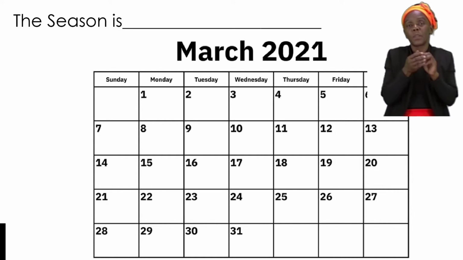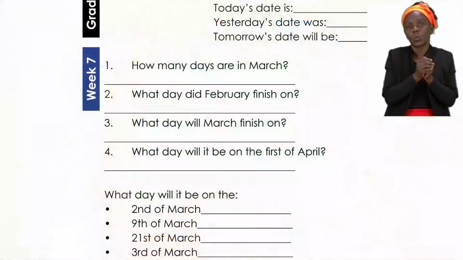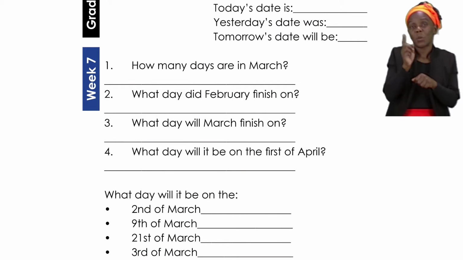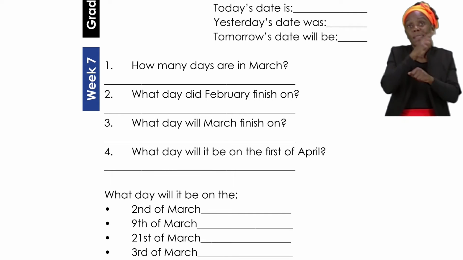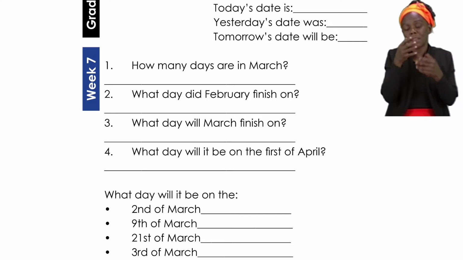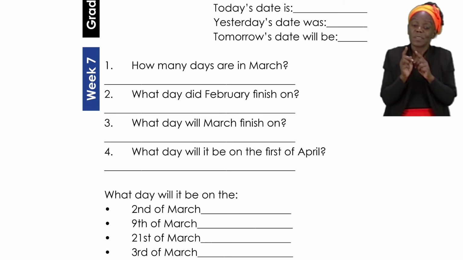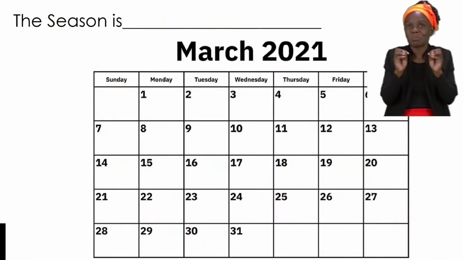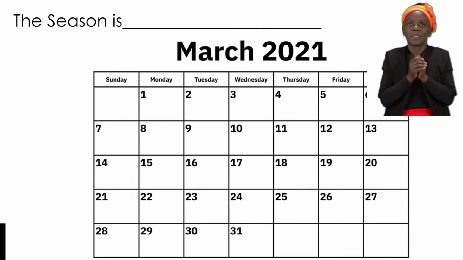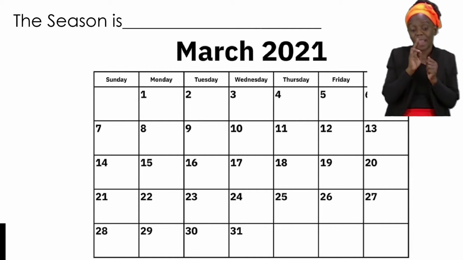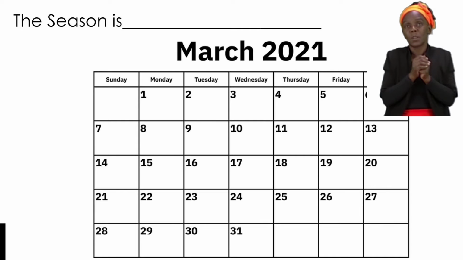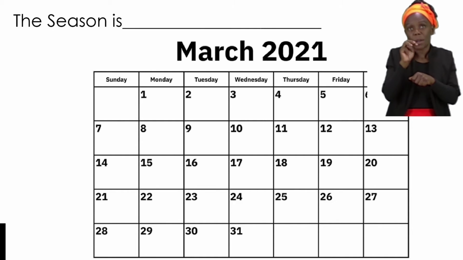Number 2 says, what day did February finish on? Now I know you might be thinking, but Teacher Mutsa, we can't see the month of February. But if you look closely at the month of March, you're going to get the clue. Now remember, we said that each month starts with the number 1.